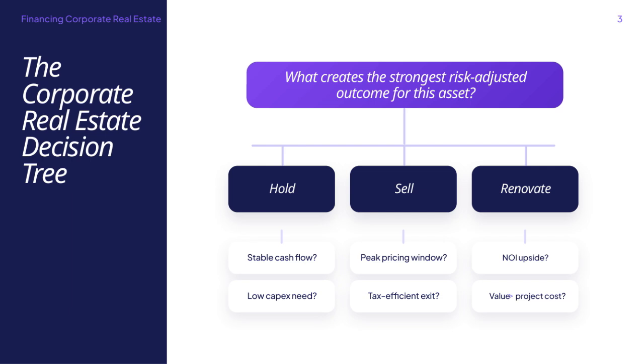Alternatively, if we see potential for net operating income upside and the value gained exceeds the project cost, renovating the property could be the best move to enhance value. The ultimate goal here is to identify the path that creates the strongest risk-adjusted outcome for the asset. Essentially, this decision tree helps us balance cash flow, cost, timing, and risk to make informed, strategic choices in financing and managing our corporate real estate portfolio.